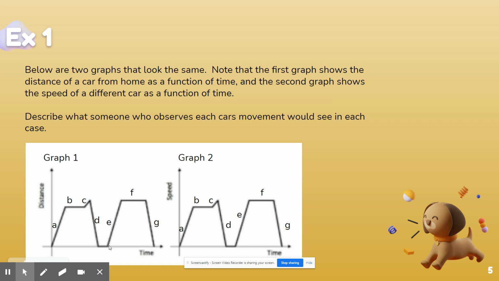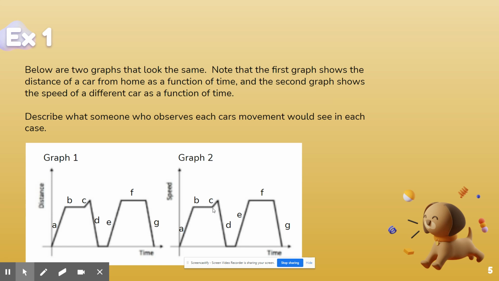They stay still for a while. They travel forward. They stay still for a while. They travel backwards. Now, if you look, this one looks just like that one. The only difference is it says speed versus time. So this one, the person's traveling fairly fast. They're stopped. Their speed is increasing.